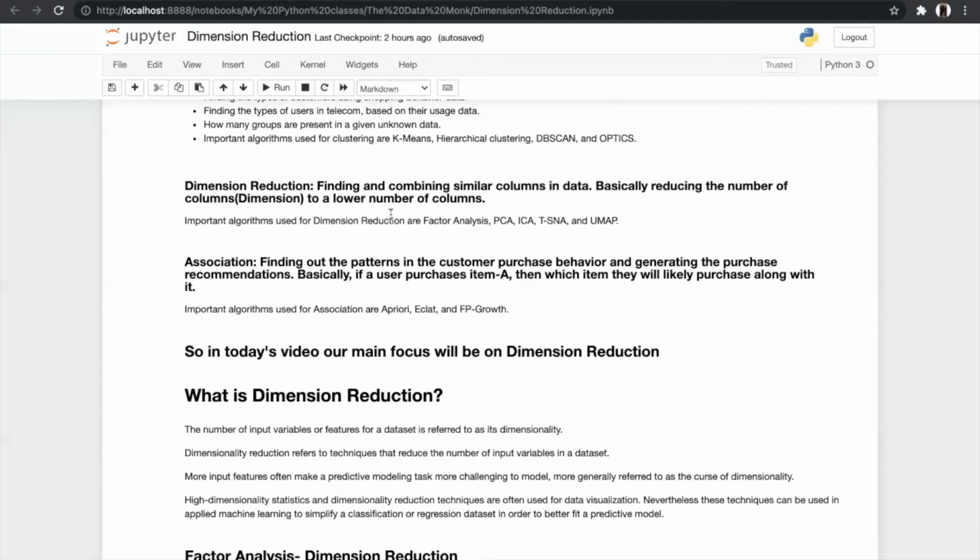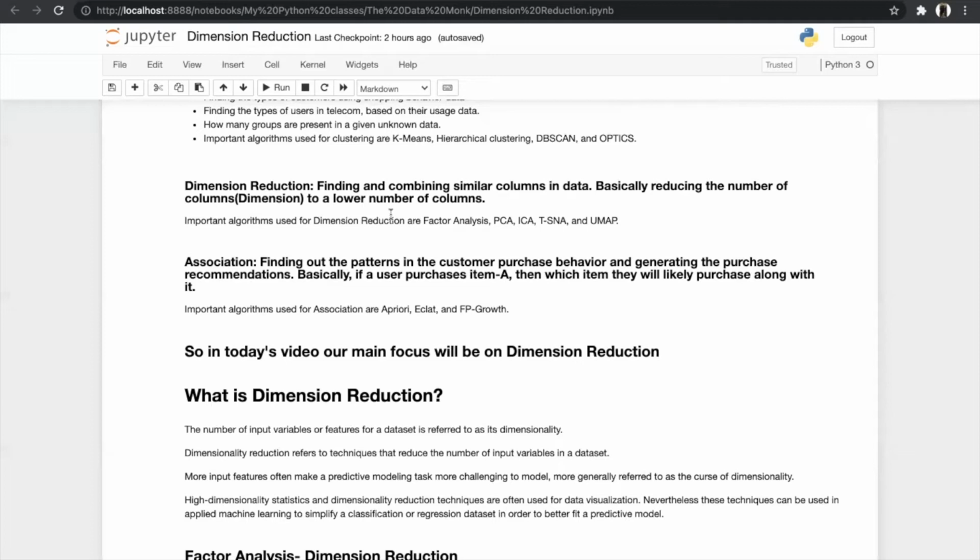High dimensionality statistics and dimensionality reduction techniques are often used for data visualization. Nevertheless, these techniques can be used in applied machine learning to simplify a classification or regression dataset in order to better fit a predictive model. So now you understand what dimension reduction means. We will look into different types of algorithms in dimension reduction.